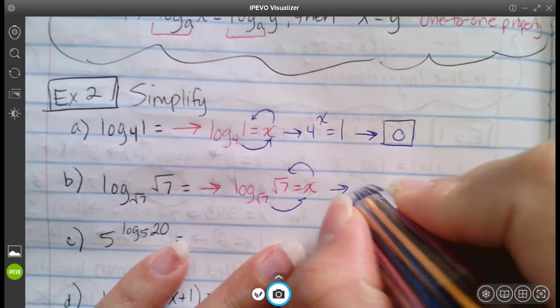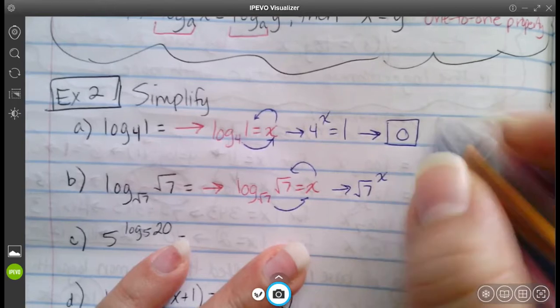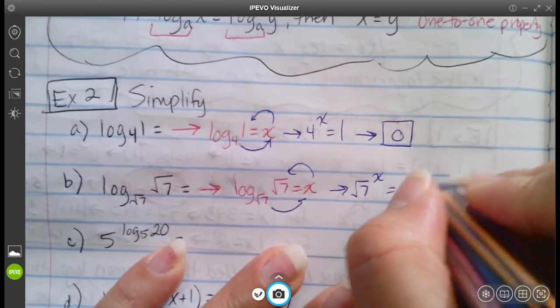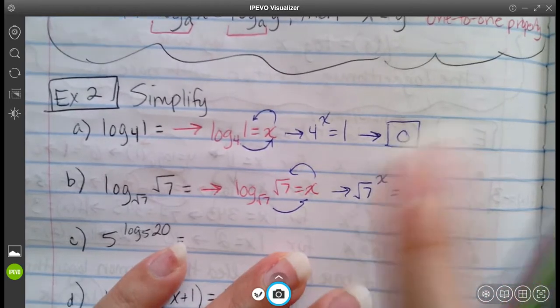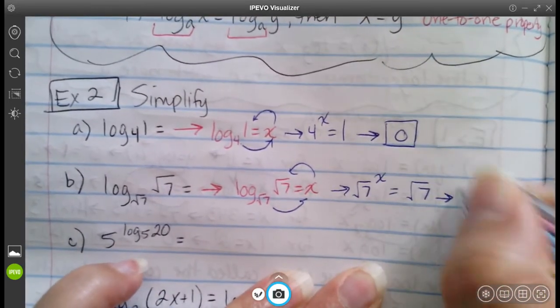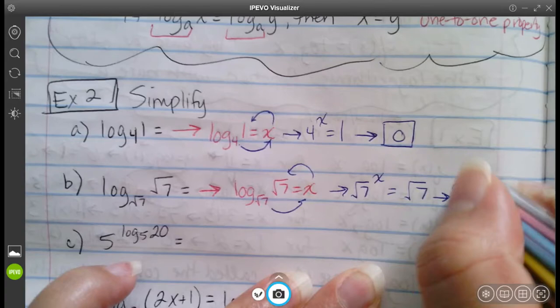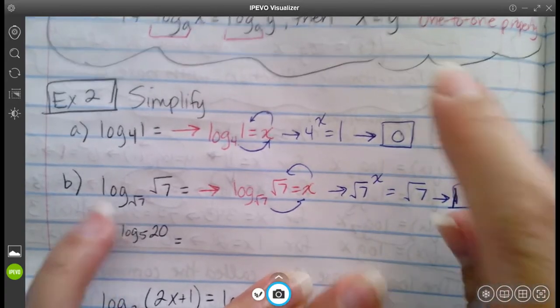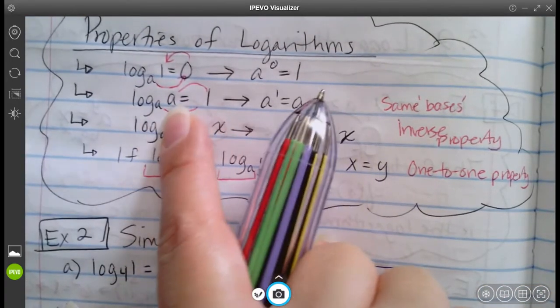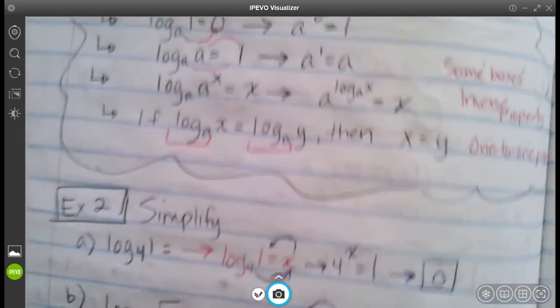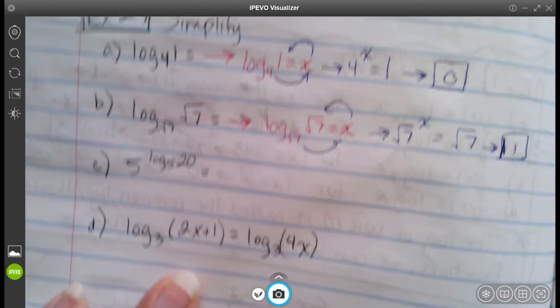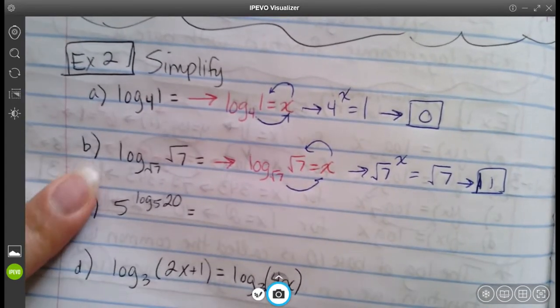So this means the square root of 7 to the power of x is equal to the square root of 7. And the only power that's going to give me the exact same thing is going to be 1. So this is that second property we saw up here, where these two are the same and there's that 1 there, so it has to be equal to 1.